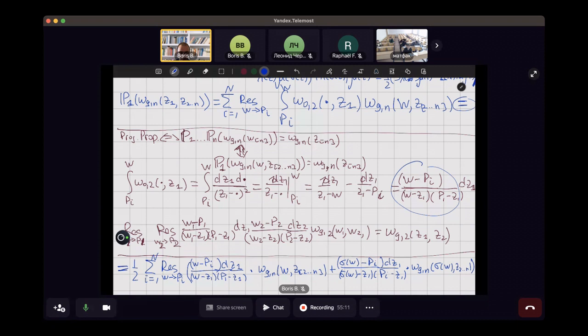Okay? So I don't understand. In the formula for P1, we have W as a limit of integral. Yes.